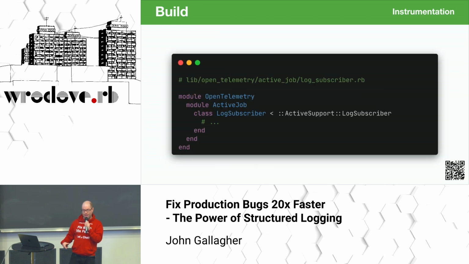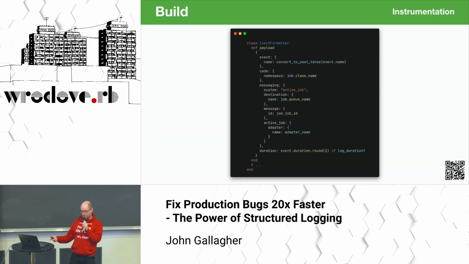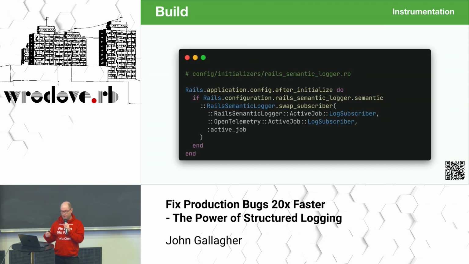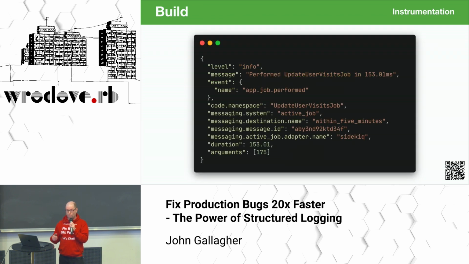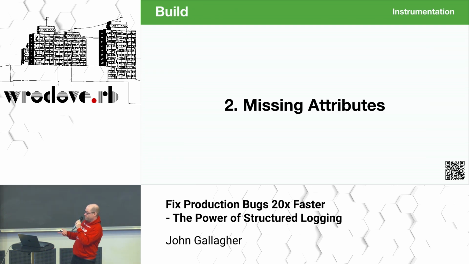We copy that class into our code base. We need to change the payload event of the event formatter. And then finally, we swap out our subscriber for the Semantic Logger subscriber. I can go through this in detail, come and speak to me afterwards, but the point is, it's a bit messy, but it can be done. And so with that, Semantic Logger now spits out something like this, which is great.